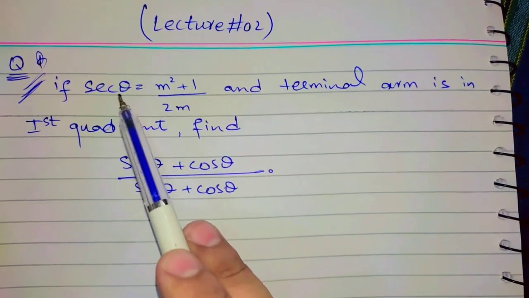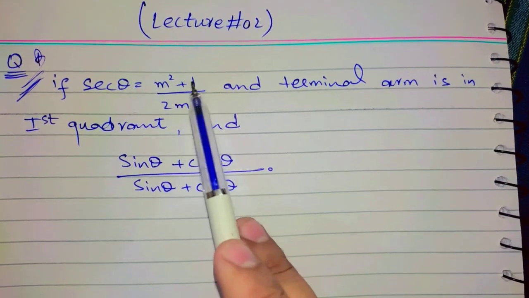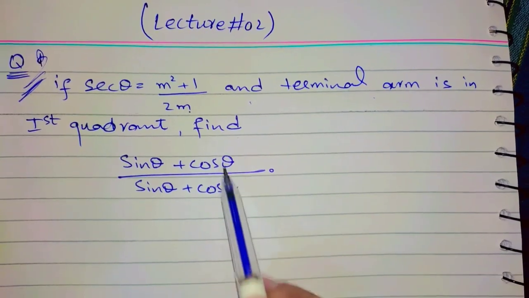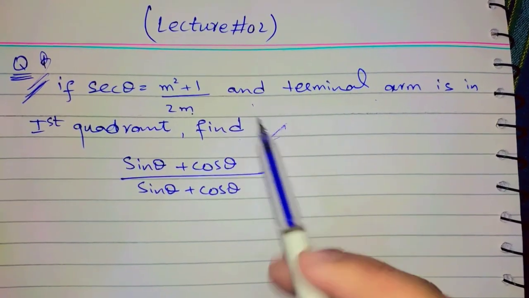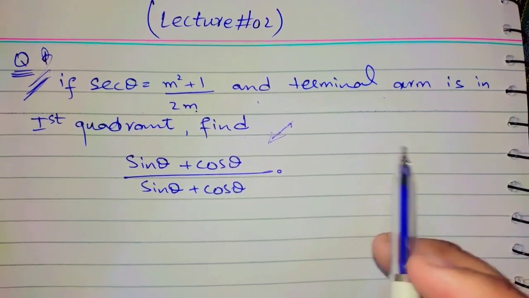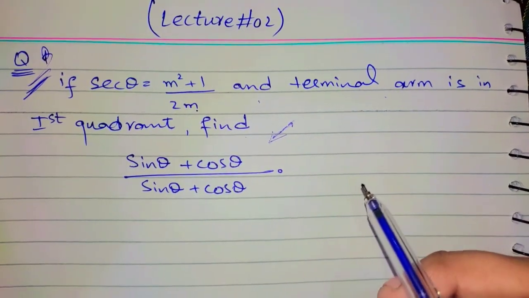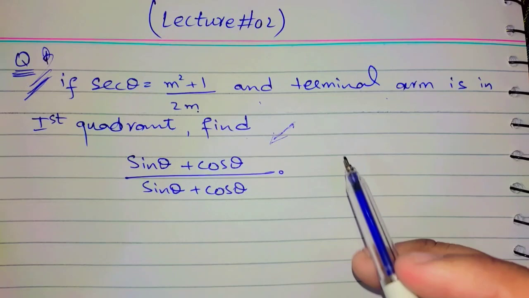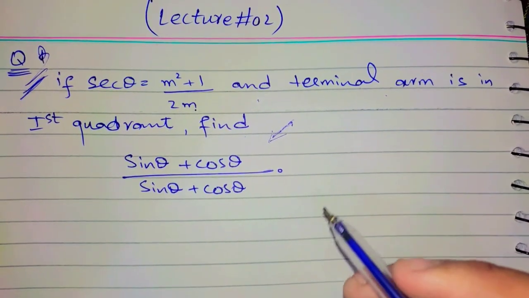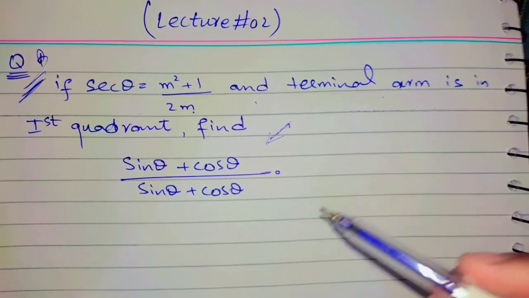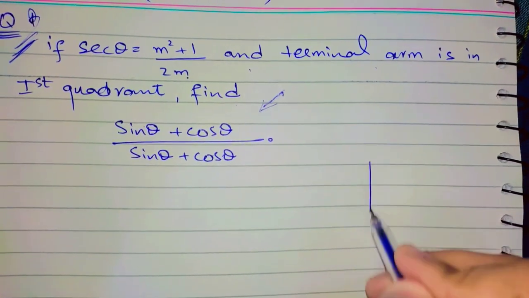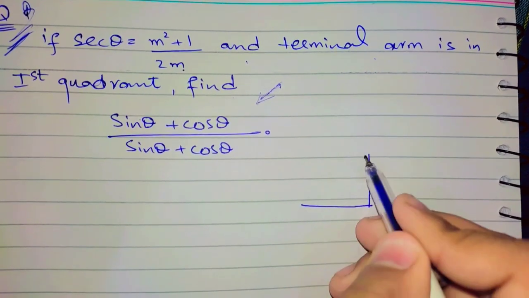You are given the secant theta value, which is (m square plus 1) divided by 2m, and the terminal arm is in the first quadrant. You have to find the value of this equation by using this secant theta value. Before starting the solution, remember the method: you must find the unknown values by constructing the right angle triangle, and then implement the Pythagoras theorem to find the unknown side of that right angle triangle. Okay, let's construct the right angle triangle first.